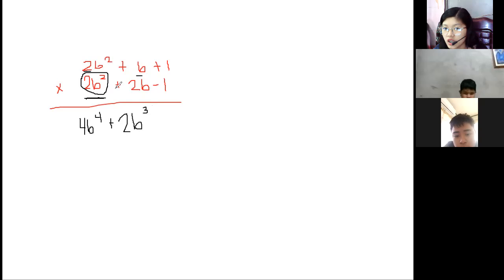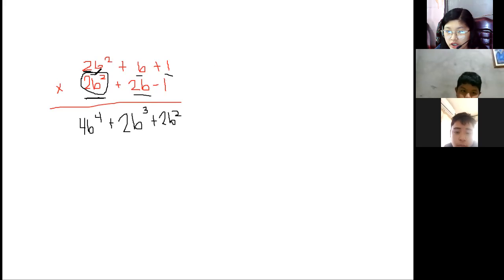3 po. And another, dito naman sa 1. 2b squared times 1. Any number na i-multiply kay 1, kung ano yung multiply mo siya ang sagot. So, kakopy lang natin ang 2b squared. Next, dito na tayo sa b ay 2b. So, i-multiply natin ulit siya from left to right.